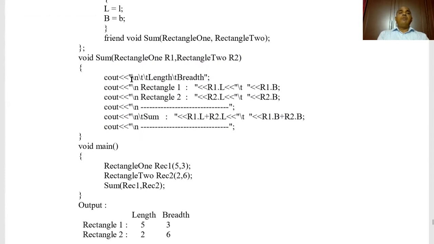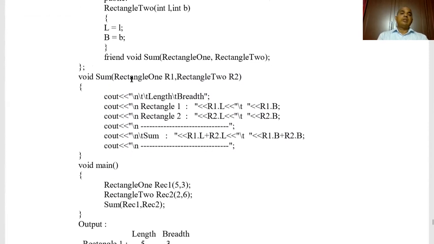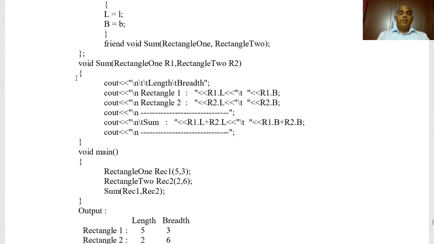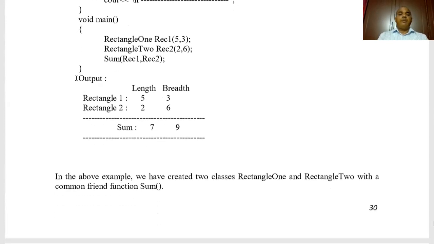Okay. Then your friend function is defined not like normal functions, but it is not a member of the class. Clear, all of you? It is not a member of the class. Clear? So if it is a member of the class, how will we define it? Here: class name, scope resolution operator, and void sum, rectangle sum, etc. Clear, all of you? Then this is the friend function. Friendship granting to functions. Clear, all of you?